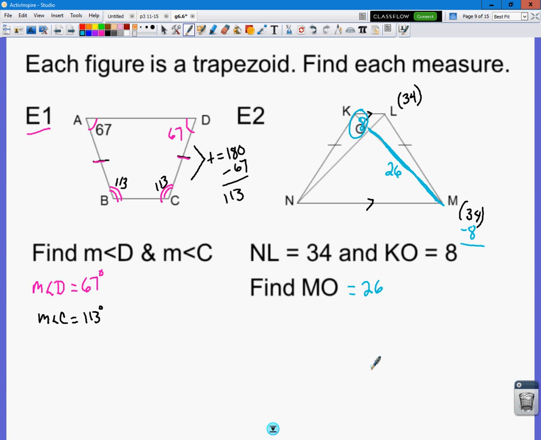Is there like an explanation for why you just subtracted? Well, because KO plus OM has to be equal to KM, the segment addition postulate. Okay? So if KO was 8, OM is what I was looking for, KM was 34, what am I going to do to get OM by itself? Subtract 8. Everybody good with example 1 and 2?